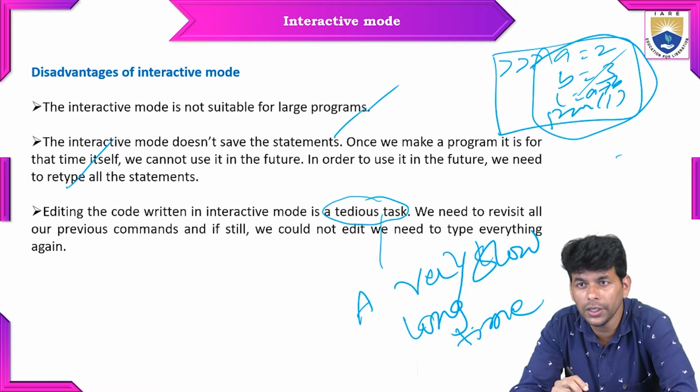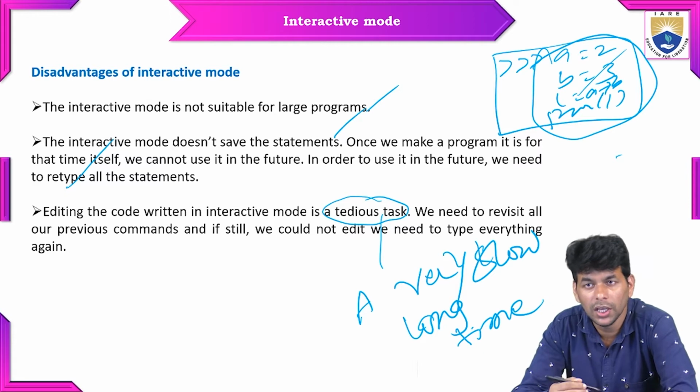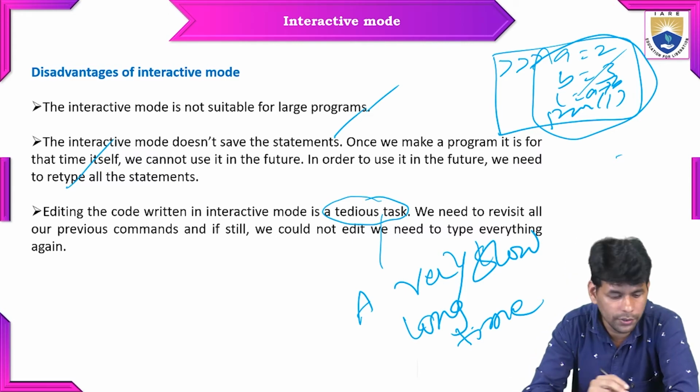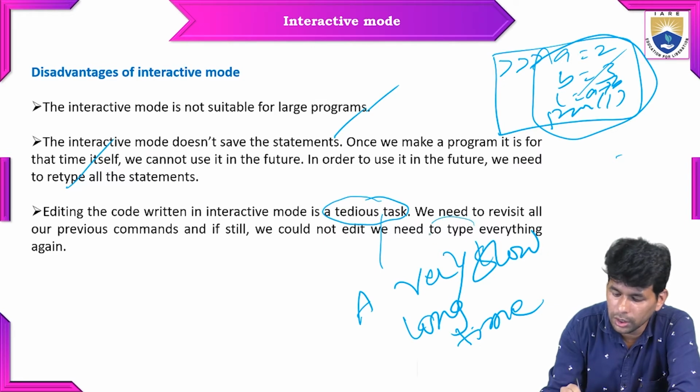We need to revisit all the previous commands, and if we still cannot edit, we need to type everything again. That means even if we traverse through all the statements, it is not possible to edit them. It is possible only by typing everything again.